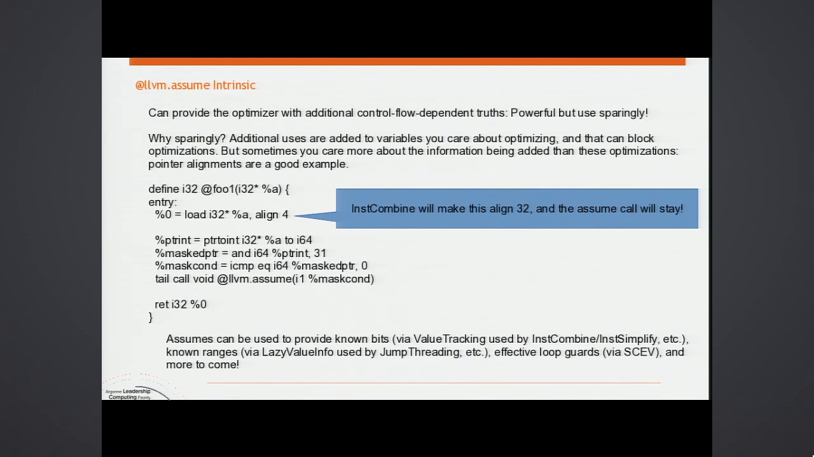Now I'll talk about assumptions. As I said, assumptions are really powerful. They can provide the optimizer with information on things that you know to be true that the optimizer otherwise has no other way of knowing.